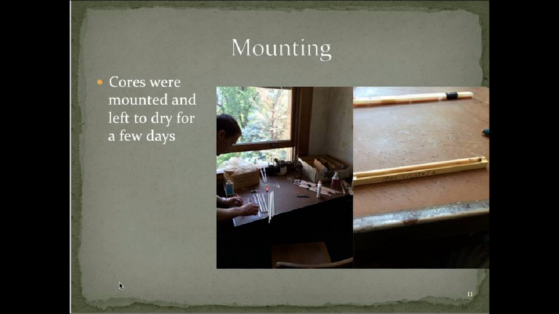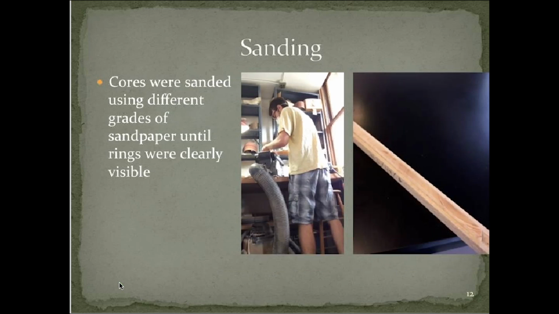After you extract a core, you mount it on a wooden stand, and you essentially just glue it onto a stand and wait for it to dry. Then you have to sand it down on a power sander using a couple different grades of sandpaper. We do that to expose the rings on the wood, because otherwise it would just be a cylinder. When we do this, this is what it looks like on the right here. And you can really see the rings.